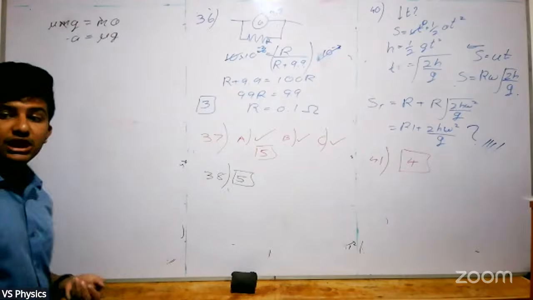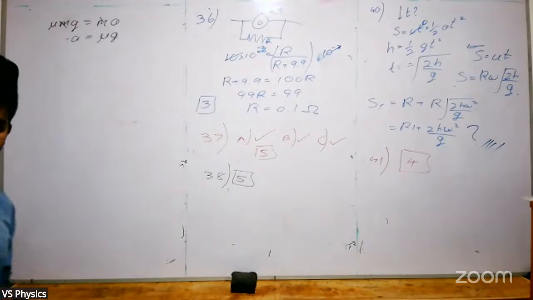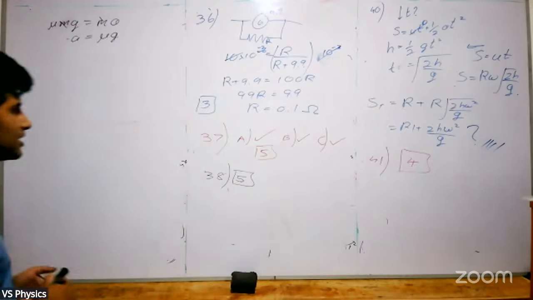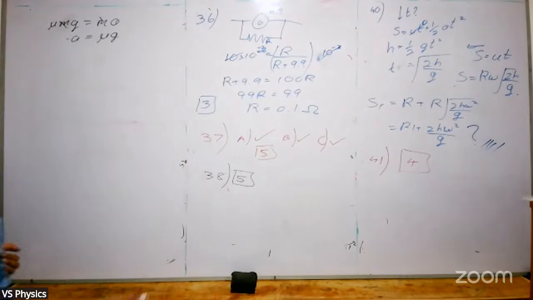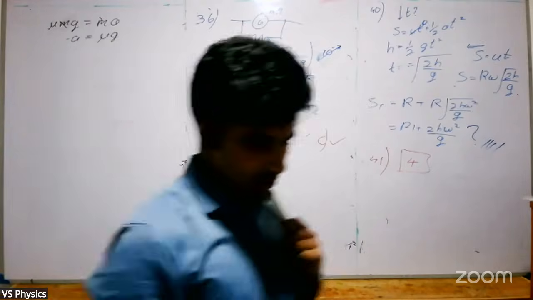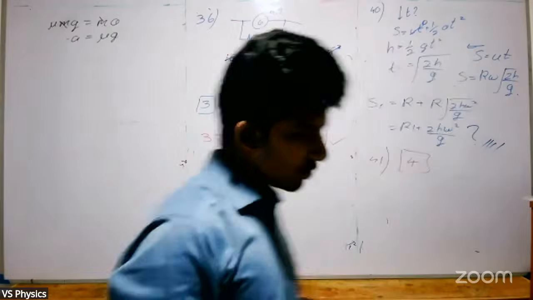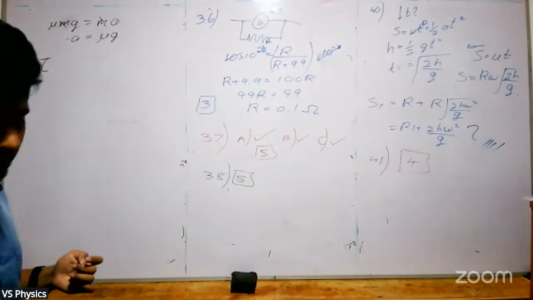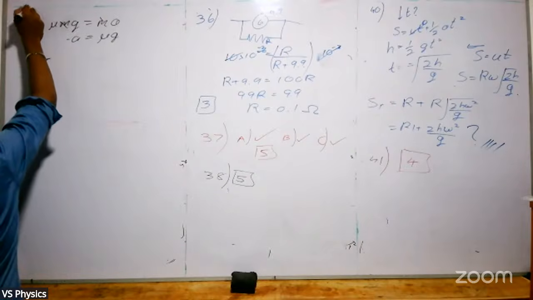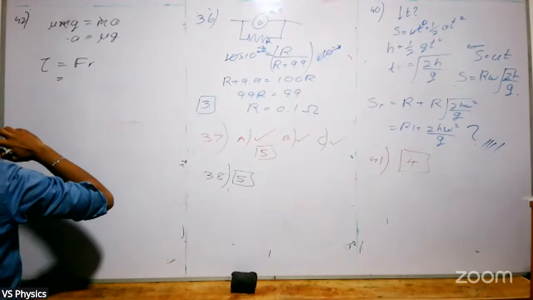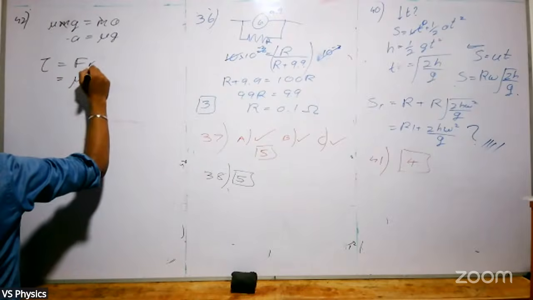Now let's think about rotational speed. Increment in rotational energy, no, rotational speed. How can we do that? Torque equals f r. What is f? F is mu mg.